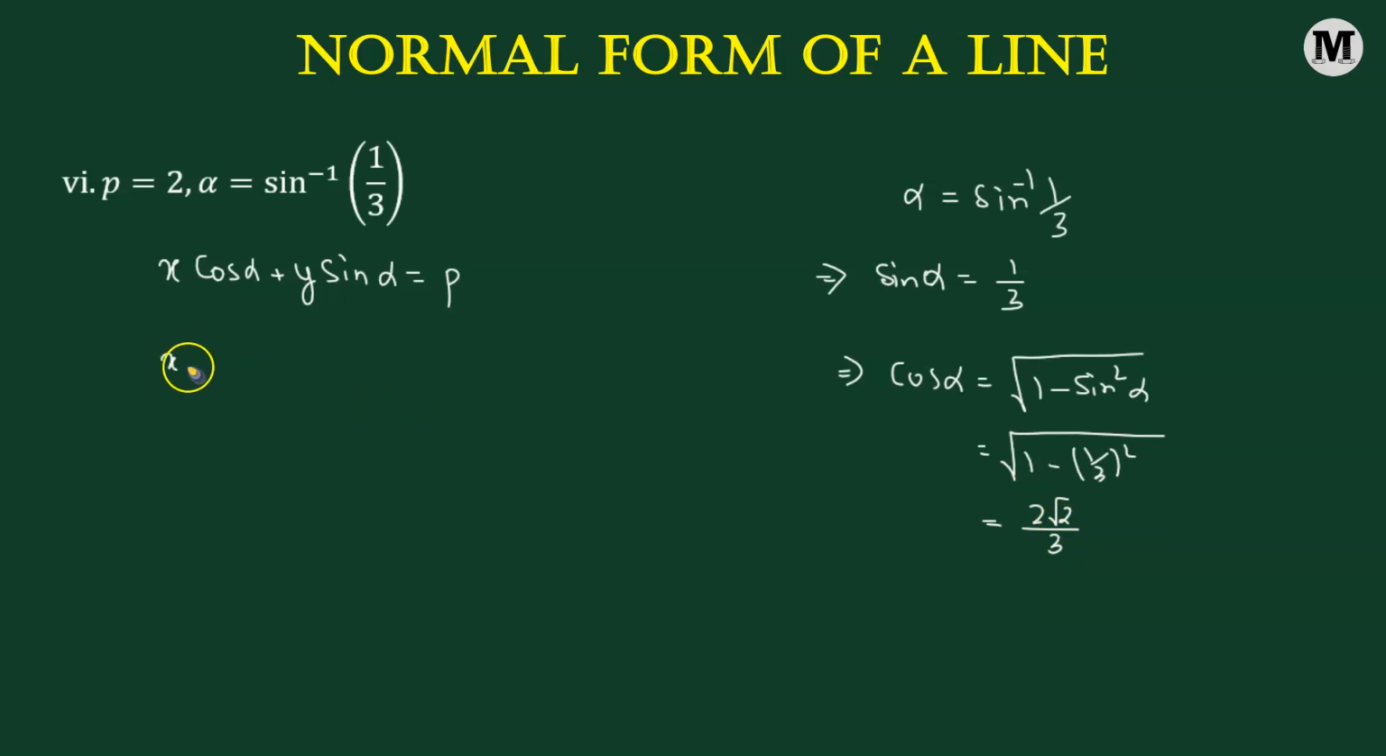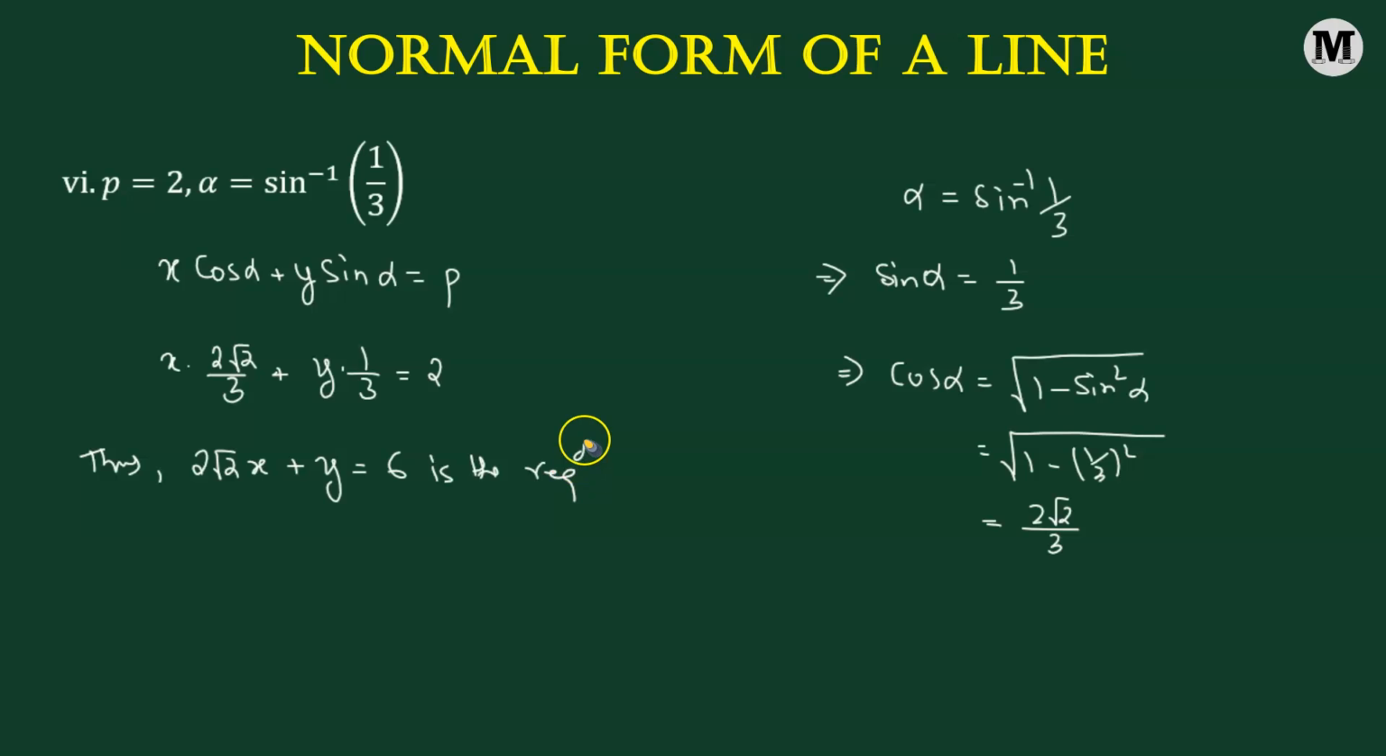Let's substitute this value here. We have x times cosine alpha, that's 2 times square root of 2 divided by 3, added to y times sine alpha, that's 1 over 3. This is equal to p, so that's 2. Multiplying throughout by 3, we get 2 times square root of 2 multiplied by x added to y equals 6. Thus 2 times square root of 2 x plus y equals 6. This is the required equation of the straight line.